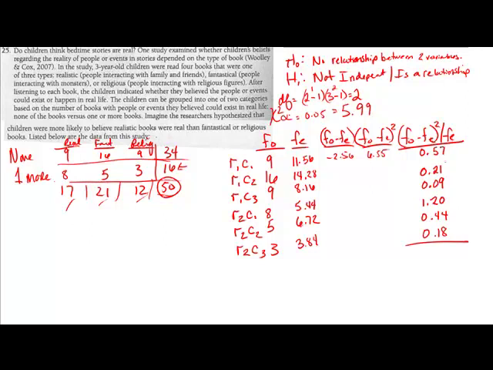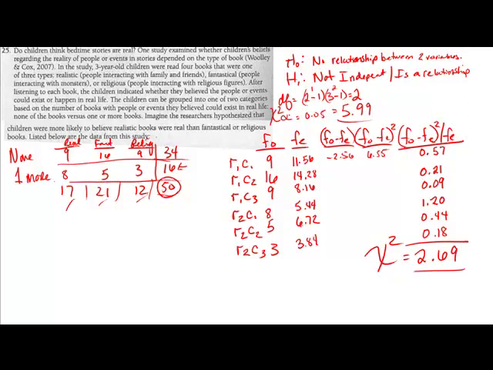So here are my 6 values, and I'm going to add them all up to get the chi-squared. And I got 2.69. So that's my chi-squared for this. Now, is 2.69 greater than 5.99? No. So we cannot reject the null hypothesis. Do not reject the null.